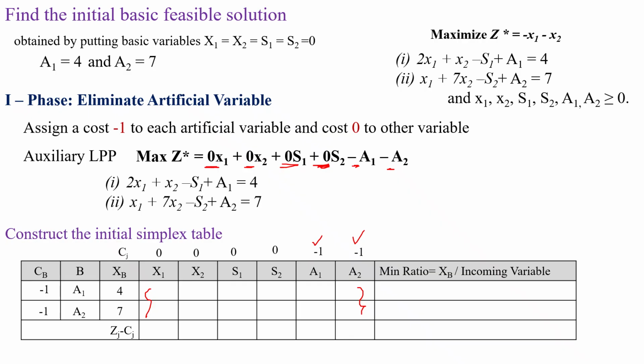By observing the first constraint, the x1 coefficient is 2, the x2 coefficient is 1, the s1 coefficient is -1, there is no s2, so the s2 coefficient is 0, and the a1 coefficient is 1. There is no a2 in the first constraint, so the a2 coefficient is 0. Similarly, by observing the second constraint equation, the x1 coefficient is 1, the x2 coefficient is 7, there is no s1, so 0, the s2 coefficient is -1, there is no a1, so its coefficient is 0, and the a2 coefficient is 1.